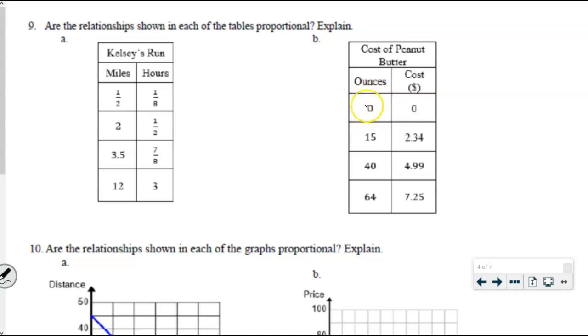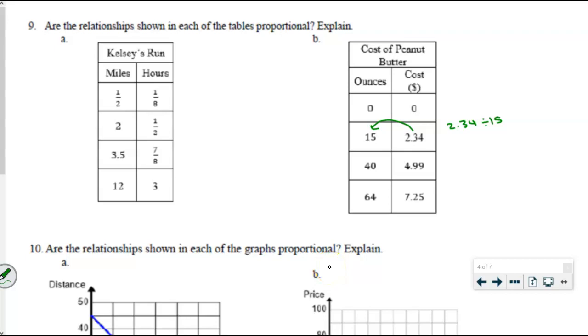So let's do this one first. I see 0, 0, so I'm hopeful. I'm thinking, oh, I bet this is going to be proportional. Let's find that constant of proportionality. I have no idea how a 15 changes to a 2.34. Do you guys? I don't. So when I don't know how to go forwards, I'm going to work backwards. 2.34 divided by 15.